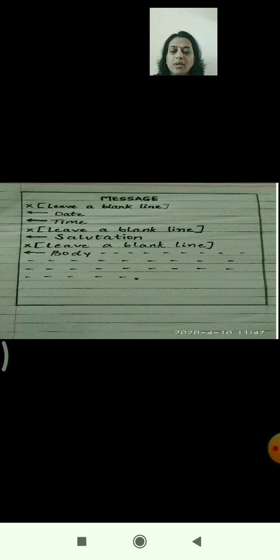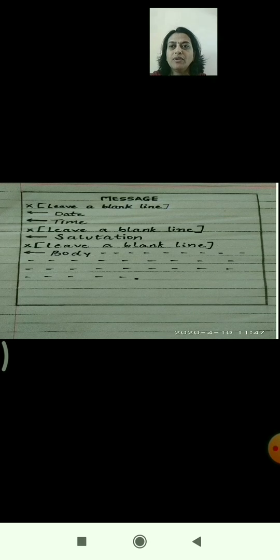Here you can see the body again you have to start touching the margin from the left side. You are not going to leave any space. Your paragraph which you are going to start will come near the margin only. So that is the format which we have done now.